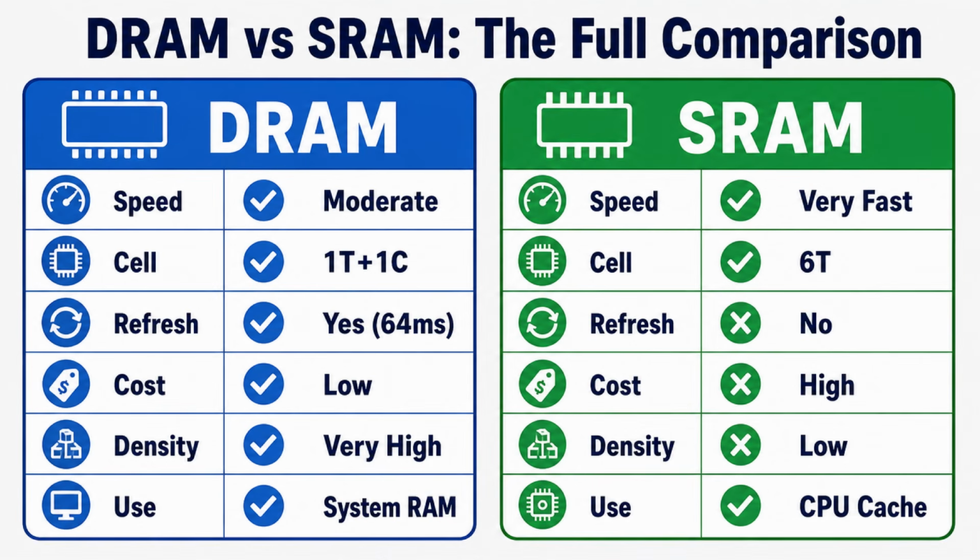Looking at a full side-by-side comparison, DRAM gives you high density, low cost, moderate speed, but needs constant refresh. SRAM gives you extreme speed, no refresh, but at much lower density and much higher cost. They're not competing for the same job. They're partners, each doing what it does best in your system.